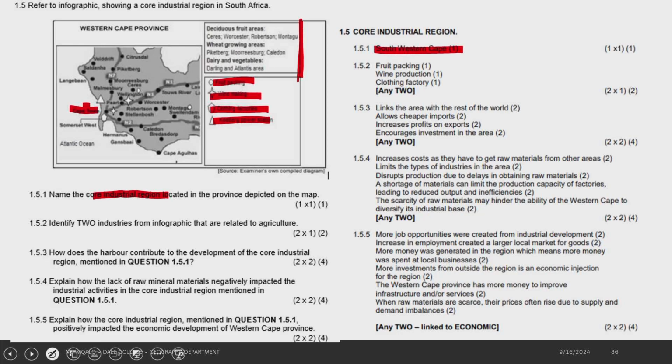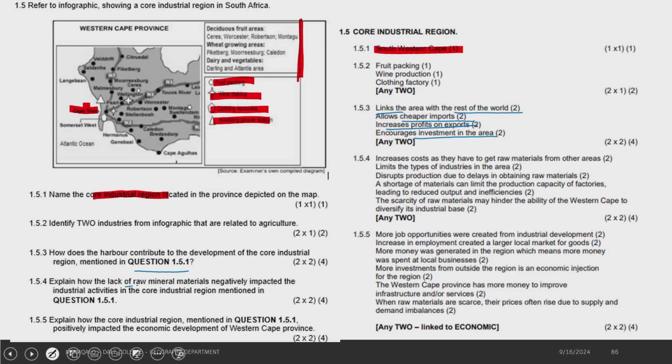How does the harbor contribute to the development of the core industrial region mentioned in question 1.5.1? The harbor is essential because aside from airports, harbors and ports are the only way that we can have international trade. So it links us to the rest of the world. It allows for cheaper imports as well as exports, and increases the profits on our exports. It encourages investment in the area because if you have proper transport links and infrastructure, more people are prone to invest in that particular place.